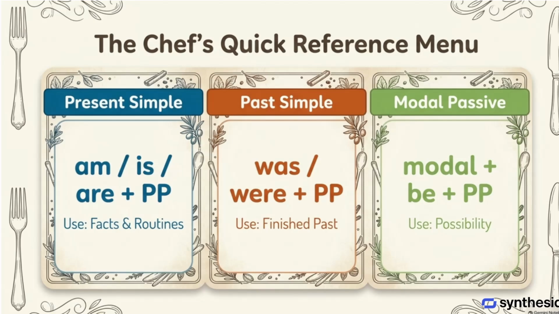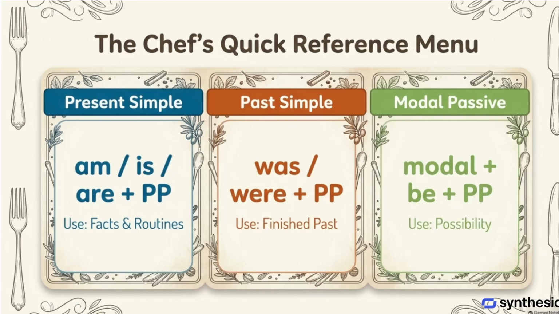The chef's quick reference menu. Let's quickly review the 3 passive forms. First, present simple passive. Am, is, or are, plus the past participle. We use it for facts and routines. For example, makbuz is served on big plates.